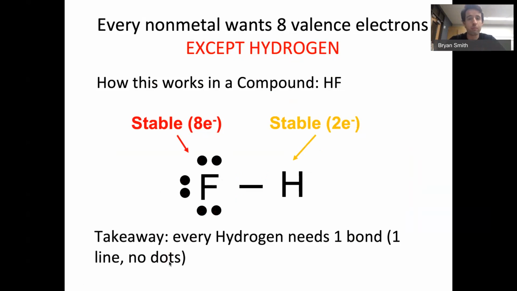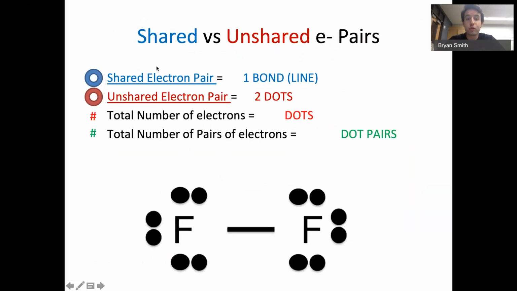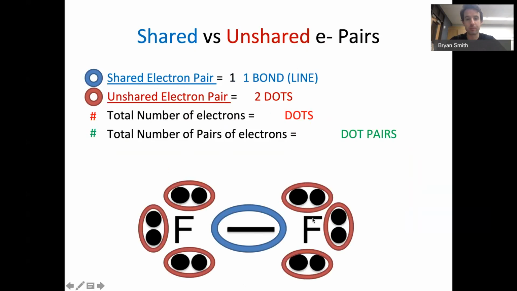Moving on. These are terms that I'm going to throw at you: shared electron pairs versus unshared electron pairs. Here's what you need to know. A shared electron pair is a bond, or a line. Taking a look at this example of F2 down here, you'll see that we only have 1 shared electron pair in this specific molecule of F2. Unshared electron pairs are any times you see 2 dots. In this case, we see a bunch of 2 dots. In fact, we see 6 of them. There they all are.